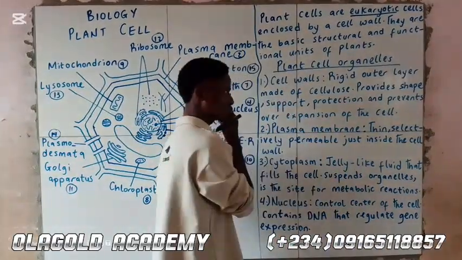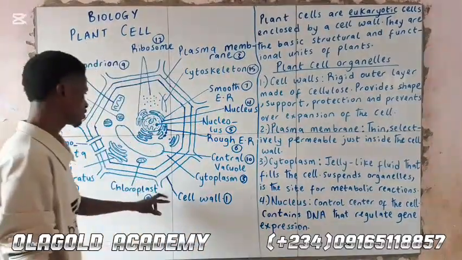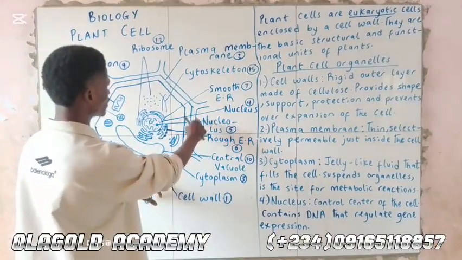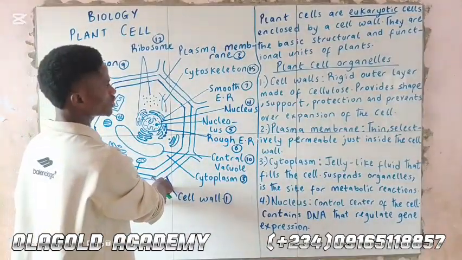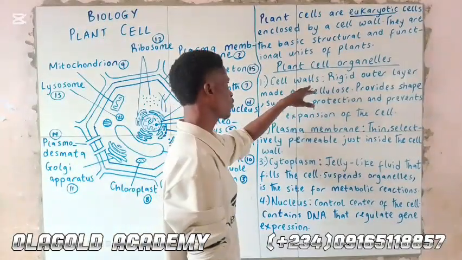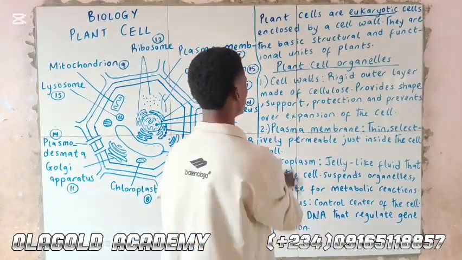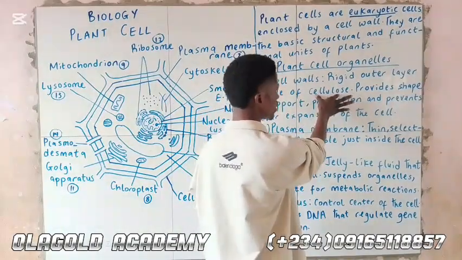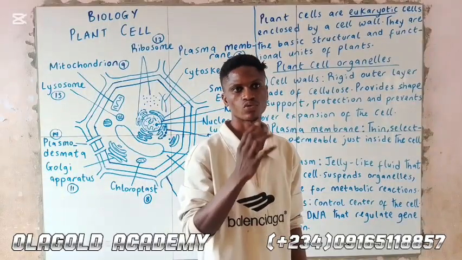For number one, we have the cell wall. This right here is the cell wall. This outer layer is referred to as the cell wall. Now, what is the cell wall? The cell wall is a rigid outer layer made up of cellulose. And this cellulose here is a kind of sugar.